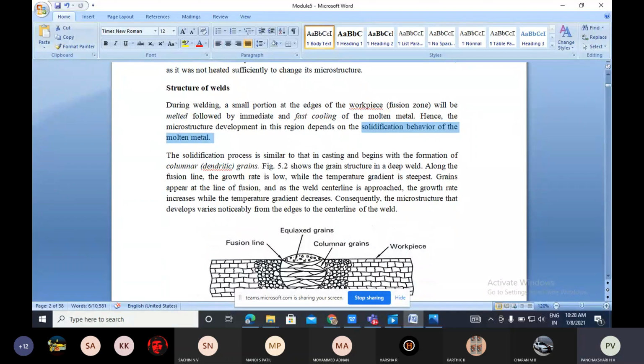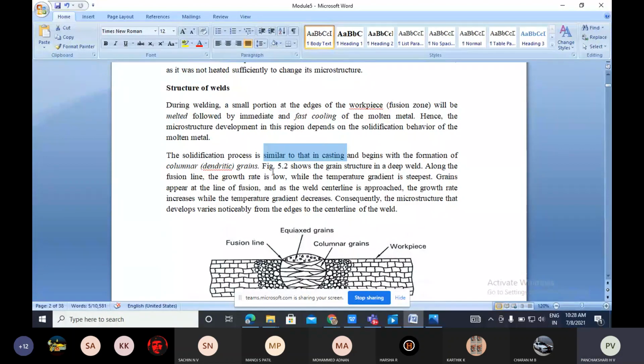You can see the solidification process is similar to the casting process. Already we have studied in the casting process how the solidification takes place: homogeneous, heterogeneous solidification, nucleation takes place, and then further solidification continues. All those things we have studied in the previous classes in the casting chapter. So solidification is very similar to that, because here also liquid metal is cooling to solid metal. Therefore, the concept of solidification remains the same as in casting, and begins with the formation of columnar grains.